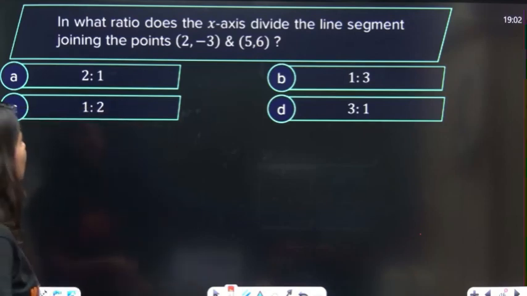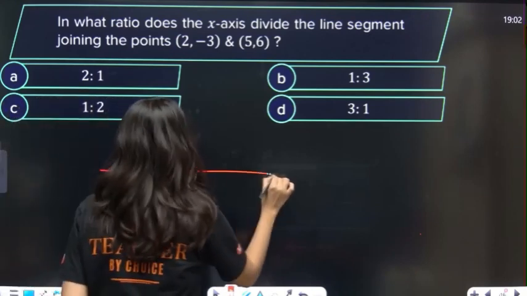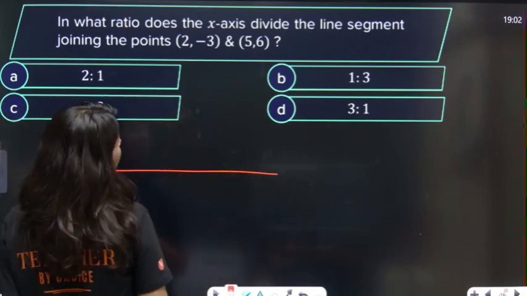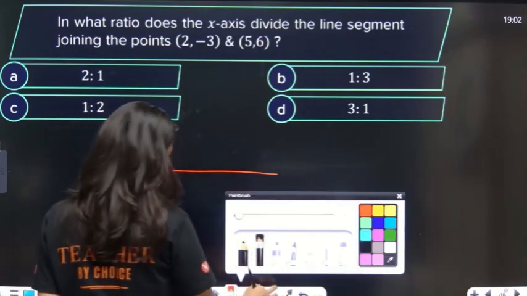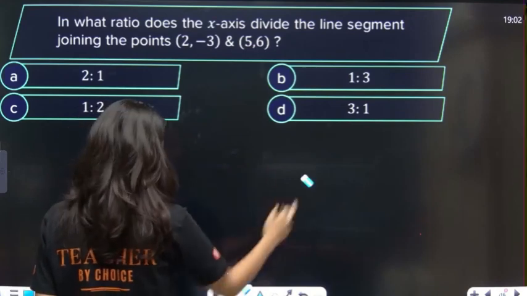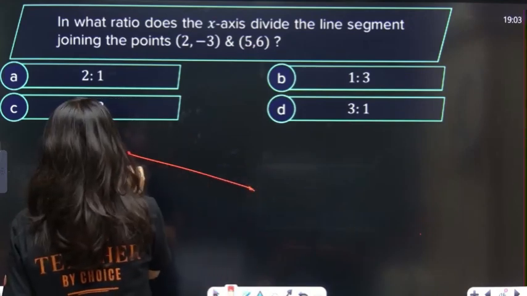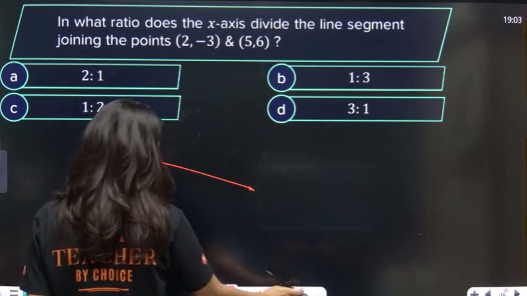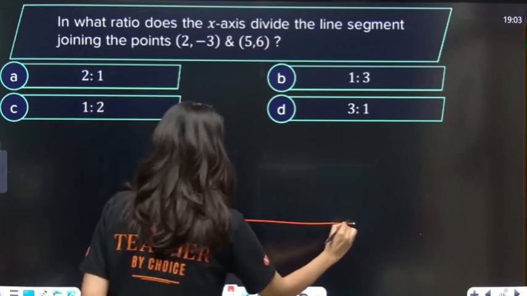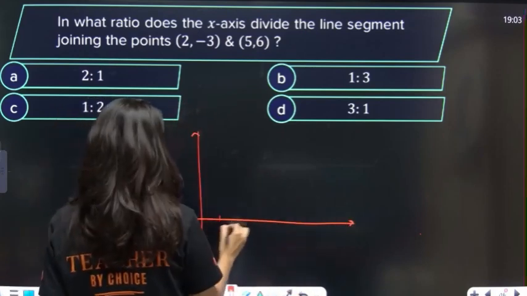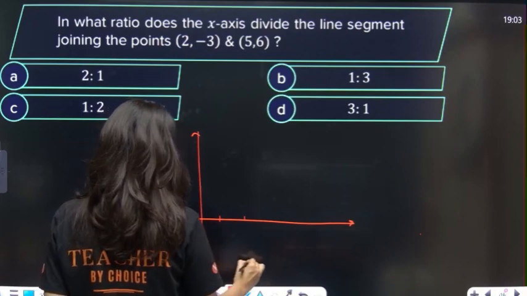So let's see in what ratio does the x-axis divide the line segment. Let me draw a complete coordinate geometry, x-axis, y-axis. 2 comma minus 3 will lie over here.